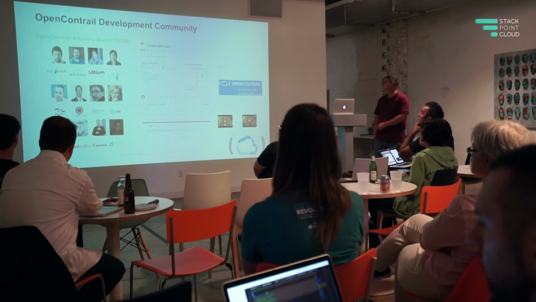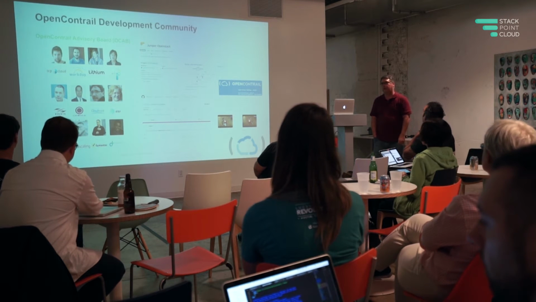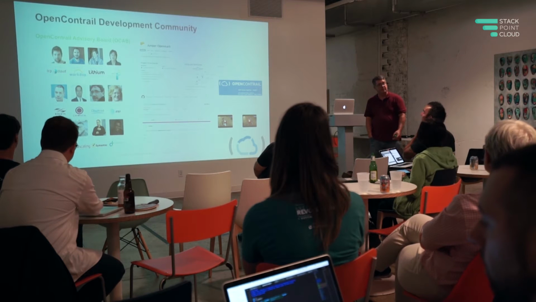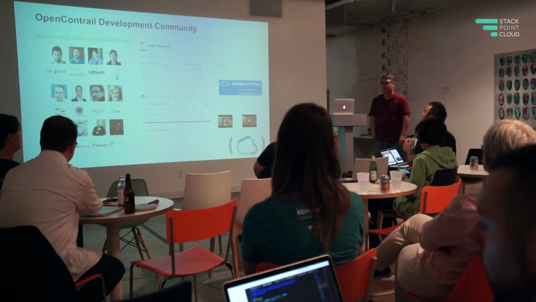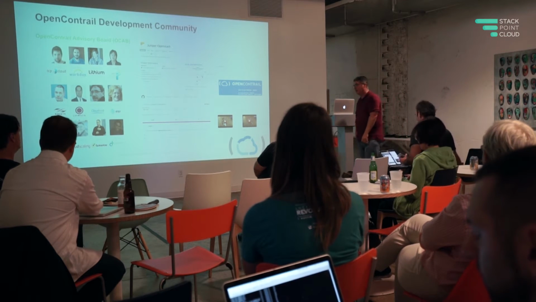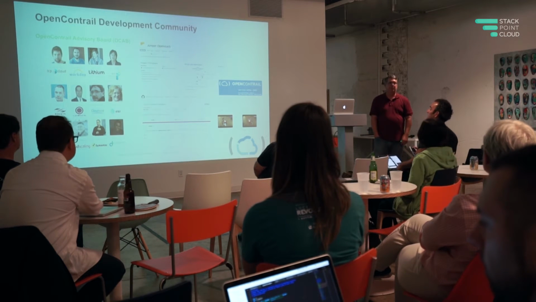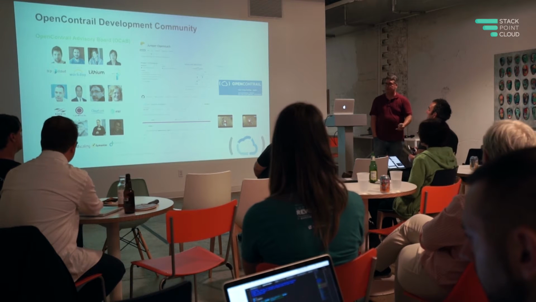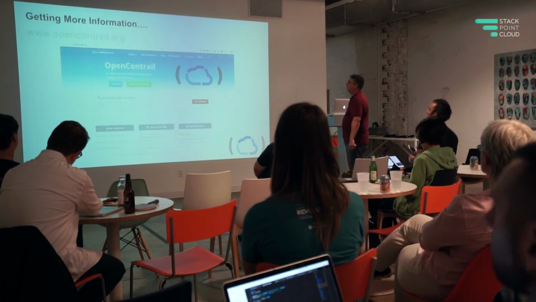We have user groups that meet on occasion. Historically, they've coincided with OpenStack summits. In fact, we just had a small one recently at OpenStack East a few weeks ago. So the next one will be in Barcelona. The one after that will be in Boston. My hope is that we will be doing those types of things much more often. KubeCon would be a nice place to do some of these things, and more general meetups in general.